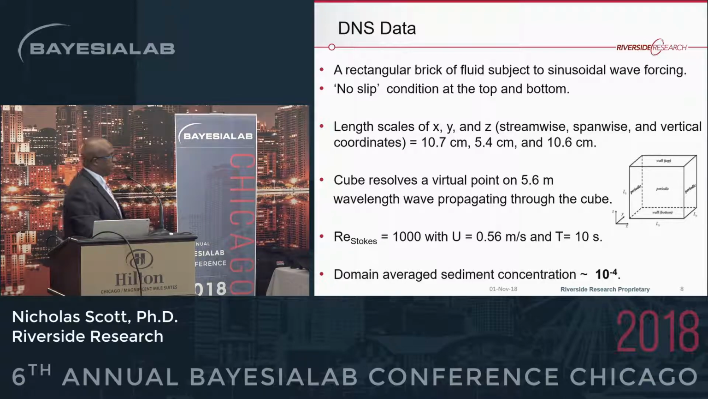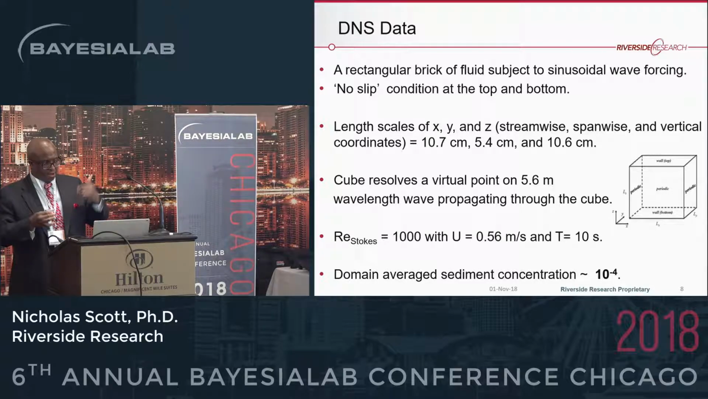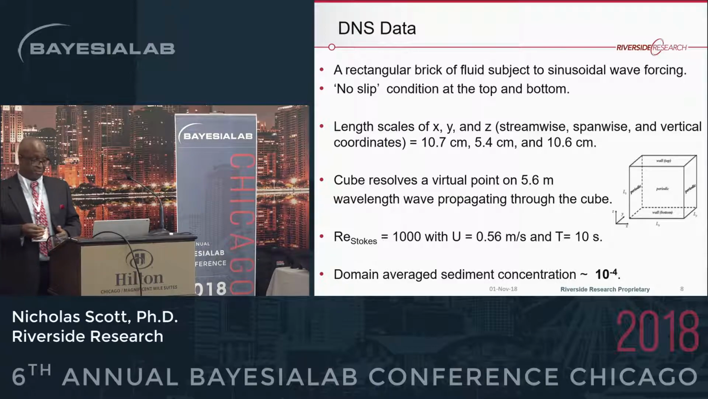DNS data is nothing but a cube. X, Y, and Z, and for every pixel or subunit within the cube, you have pressure, velocity, and all the other derivable variables. It's an extremely small cube, on the order of centimeters: 10 centimeters, 5.4 centimeters, 10.6 centimeters.